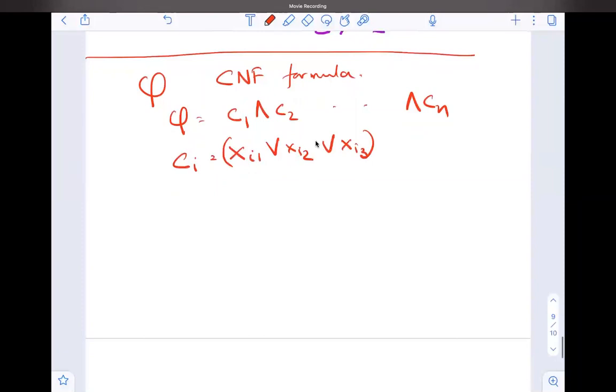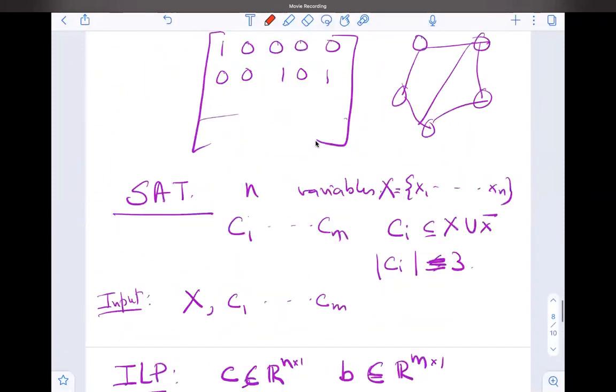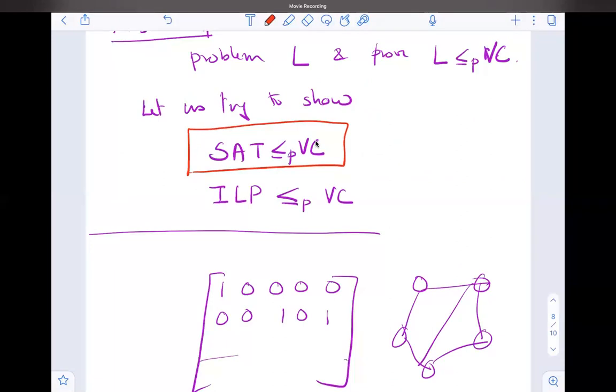Now I want to note again, I'm repeating it, this is something very important. I want to reduce SAT to vertex cover, not the opposite. SAT is known to be NP complete. We want to prove vertex cover is NP complete. So we are reducing an NP complete problem to this one.